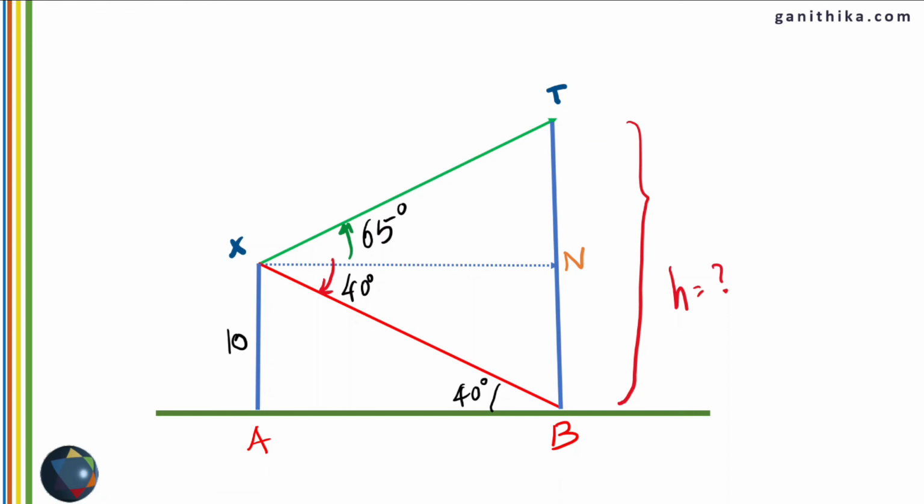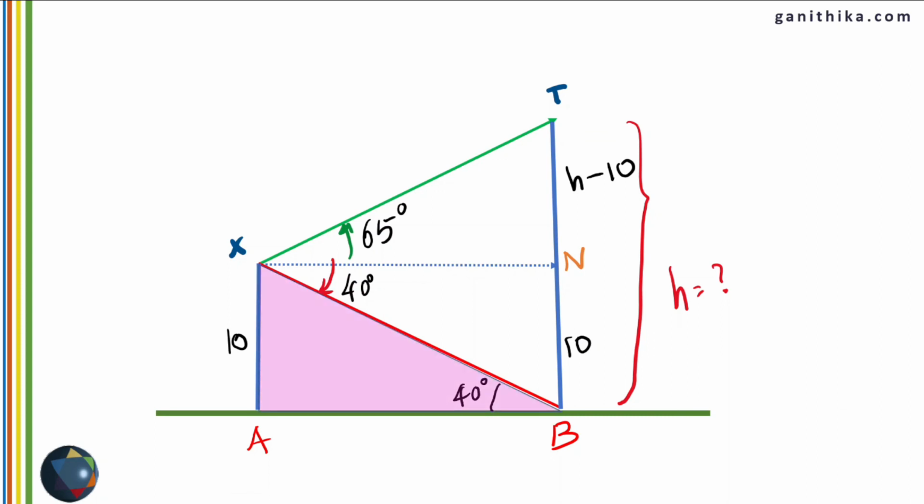Now since XA is 10, NB is also 10, and therefore this has to be h minus 10 because TB is h. So we have certain information here, and we need to find h minus 10, which is we need to find TN. Therefore, we can use the triangle XTN, which is 90 degrees at N. But before doing that, we need the value for XN. So in order to find the value of XN, we can find the value of AB using this triangle.